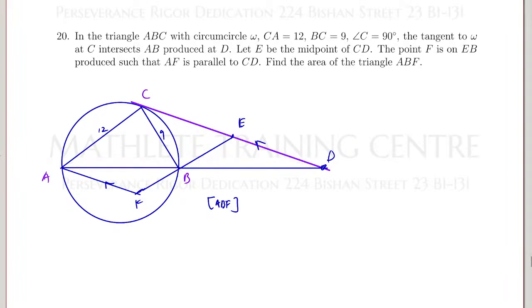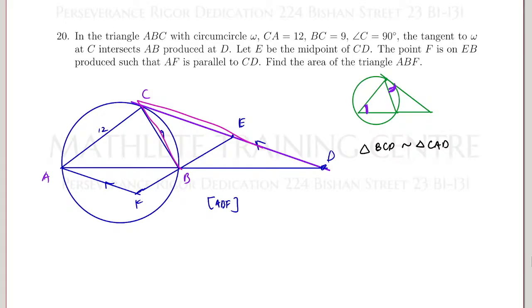And here's where we need to know another fact. When you have a circle and any triangle, doesn't have to be right angle, when you draw the tangent at the top, you will get similar triangles because this angle here is this angle. So what we have in this diagram is triangle BCD is similar to triangle CAD. BCD is similar to CAD.